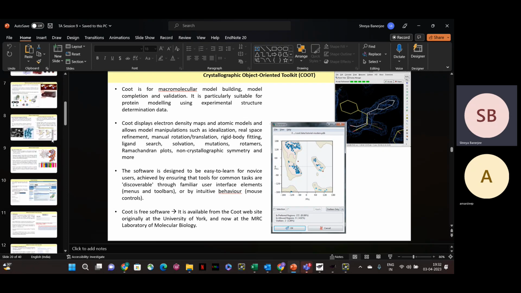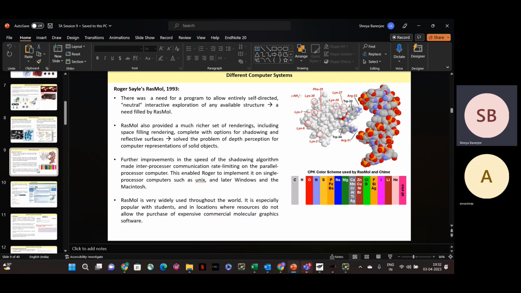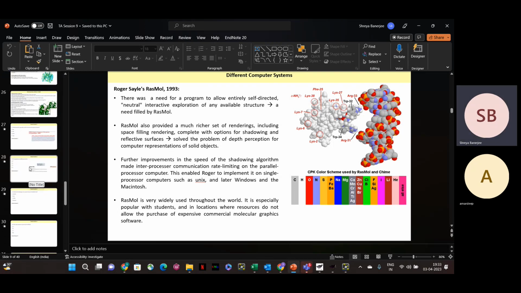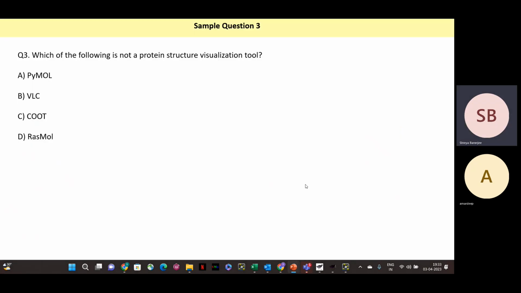And if we go back much further, we had also talked about RASMOL, which was the first program where the 3D representation was shown with space filling models. So if there are different residues, like a residue on the surface like lysine 7, and a residue which is slightly behind like lysine 38, then that could be distinguished by RASMOL. So all three, RASMOL, PyMol, and COOT, are molecular visualization softwares. Clearly, since the question was which of the following is not a protein structure visualization tool, the answer has to be VLC. The next question is, how many characters are present in the PDB ID?